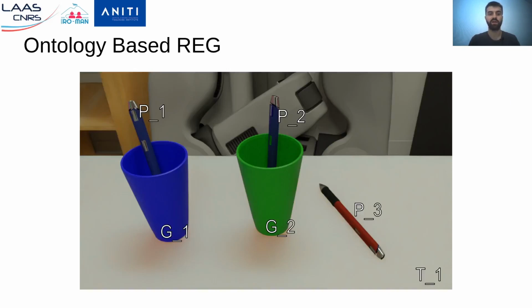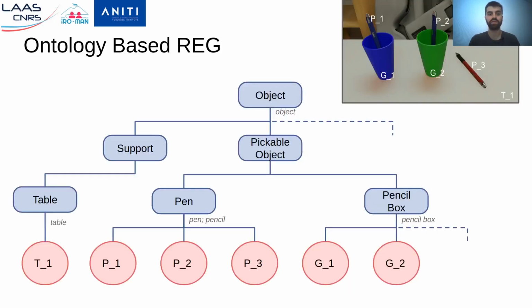To explain the internal representation and algorithm used in this work, we will use this simple example with 3 pens and 2 pencil boxes sitting on a table. First, our algorithm runs on an ontology. It is a collection of classes representing abstract types which can inherit from one another. Entities are then represented as an instantiation of these types. Only some types are labeled with the readable speakable name, pen, table, pencil box, meaning that only these types are verbalizable and thus can be used to generate the solution.